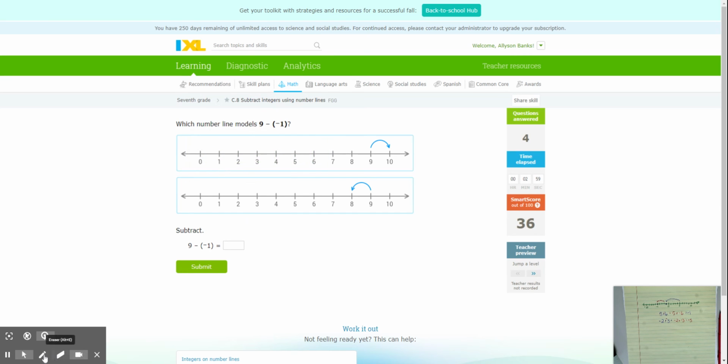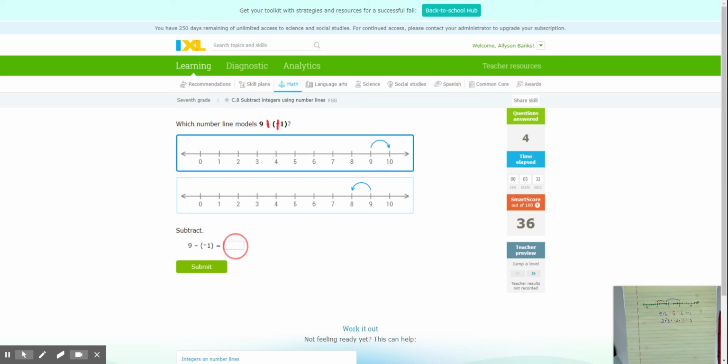Let's try this one. So if you're taking away a -1, what are you actually doing? You're adding the opposite, adding a +1. Okay, so this is 9 plus +1. Okay, so if it starts at 9, this one both starts at 9, but we're saying plus +1. We want to go to the right because it's positive. This one goes to the right, this one goes to the left. So it's this one right here, plus +1. 9 plus 1 is 10. So 9 take away a -1 is the same thing as the 9 add a +1.